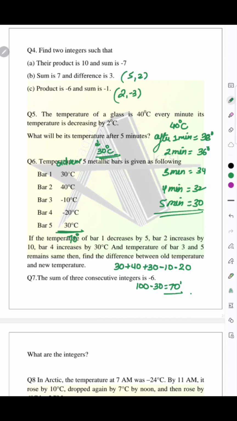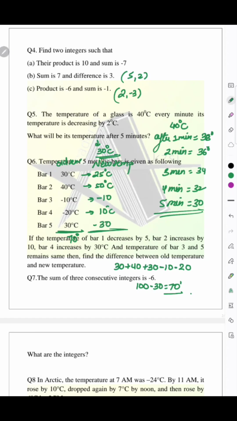Now, new temperature. For the new temperature, it says if the temperature of bar 1 decreases by 5, bar 2 decreases by 10. So bar 1 decreases by 5, that means this will become 25 degrees. Bar 2 increases by 10, that means this will become 50 degrees. And bar 4 increases by 30, that means -20 plus 30 will become 10. And the others will remain as they are.